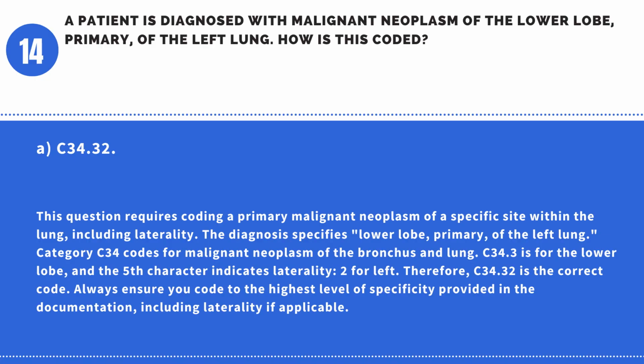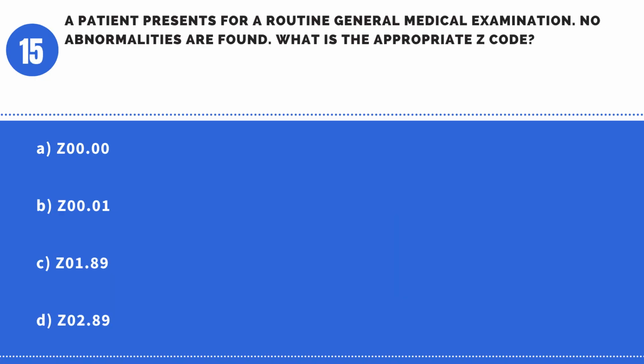Question 15. A patient presents for a routine general medical examination. No abnormalities are found. What is the appropriate Z code? A. Z00.00. B. Z00.01. C. Z01.89. D. Z02.89.